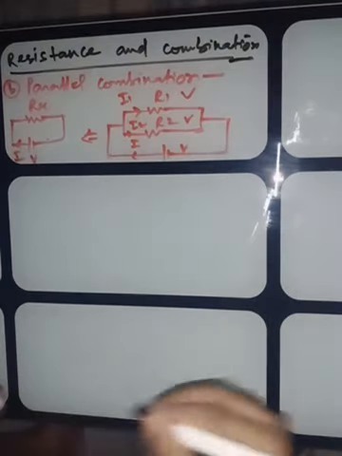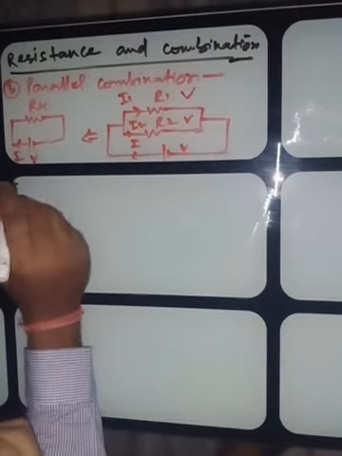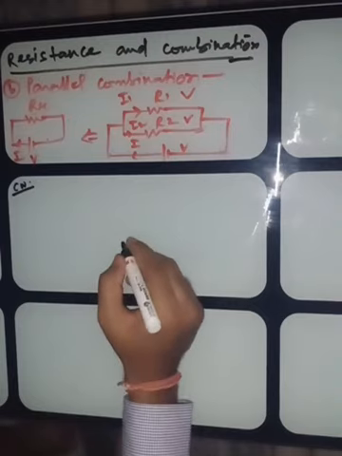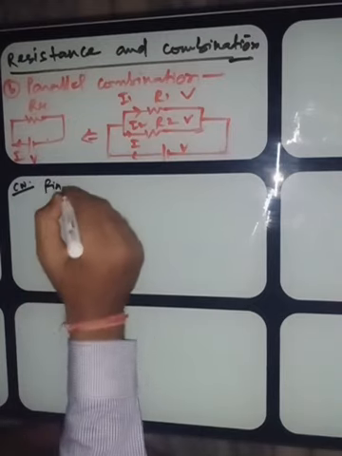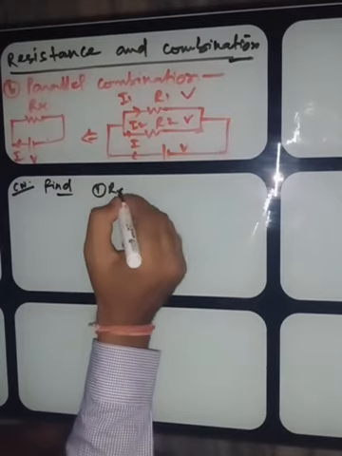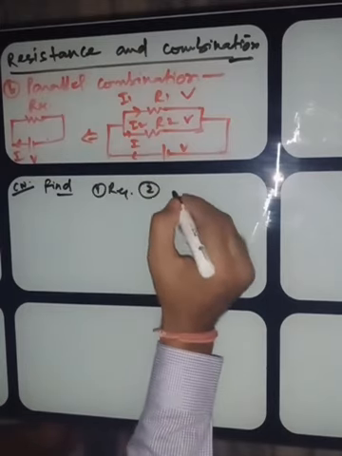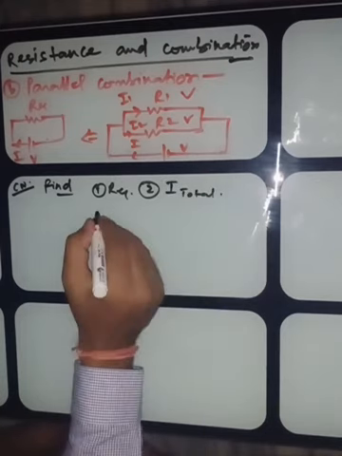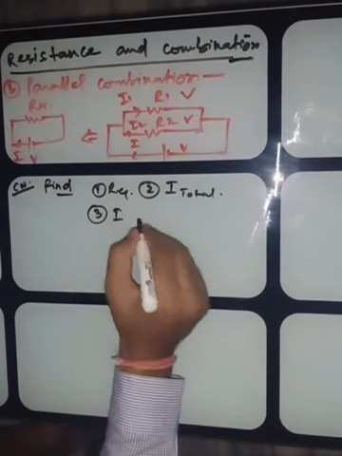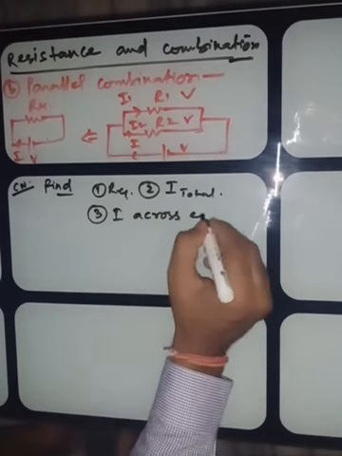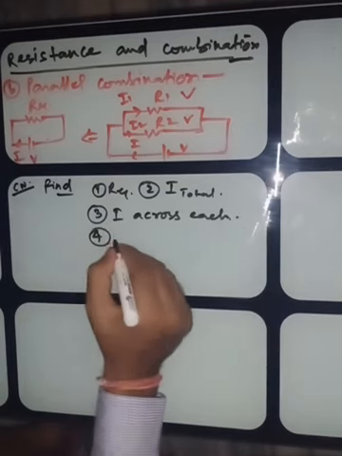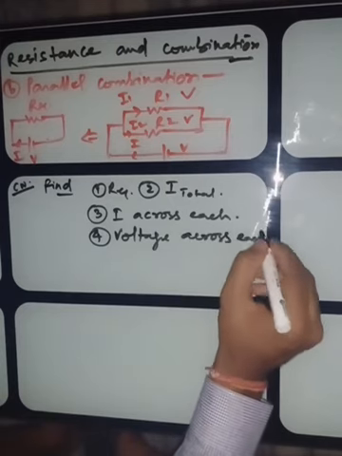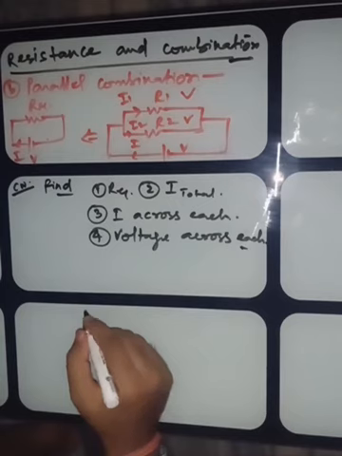A very simple question I'm giving you, my dear student. This is your classwork. You will show me. Now, the question is, you have to find four things. The first, R equivalent. The second, total current, I total of the network. Third, I across each resistor. And the fourth, voltage across each resistor. Okay, my dear student, and this one is question 1.